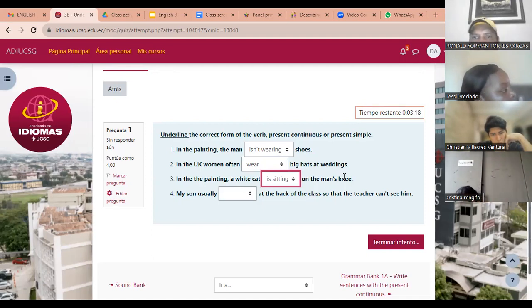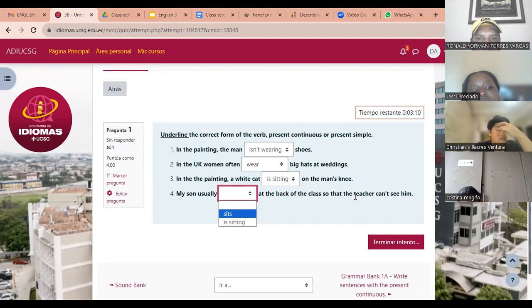Good. Number 4. My son usually sits at the back of the class so that the teacher can see him. Sits. And what is the key word? Hay una palabra clave aquí. Usually. Acuérdense que aquí yo les dije que habían como palabritas claves, ¿no? If it's present simple: usually, often, every day, today, that means it's present. Always, excellent. So that means that the statement is in present time.